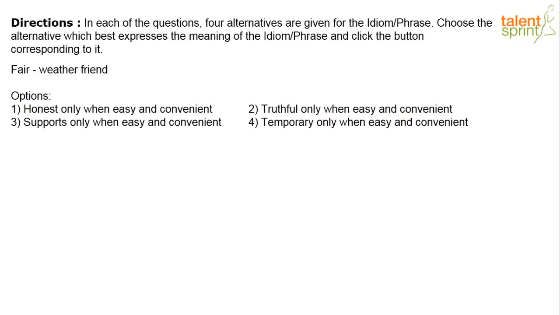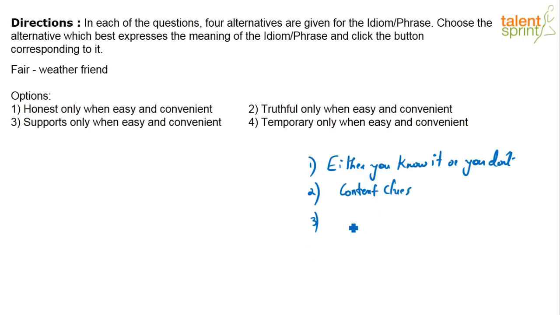Let's move to our next question type, which is idioms and phrases. Let me tell you, there are only 3 things to approach idioms and phrases. 1, either you know it or you don't. 2, you can apply a little bit of context clues and figure out the meaning. 3, you can also apply a little bit of logic. Try and see, logically this has to be the answer to this particular question. So let's apply these 3 in some of these questions.